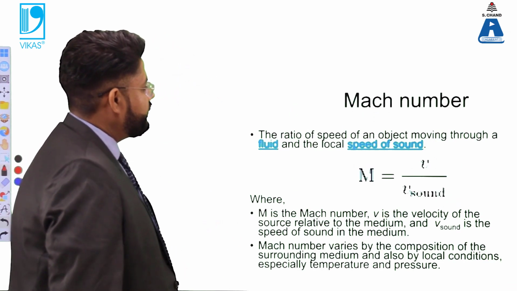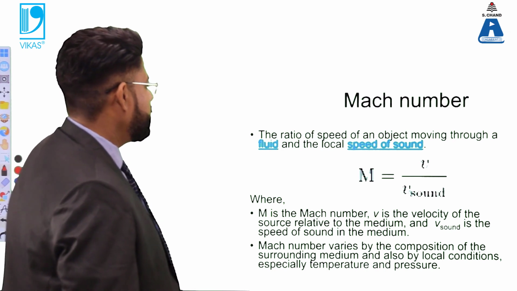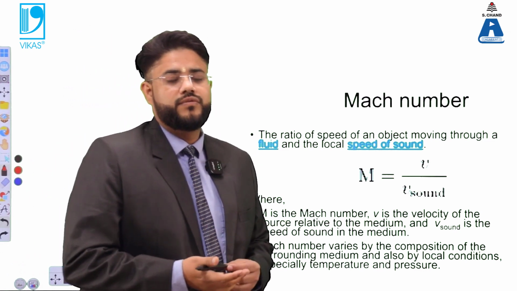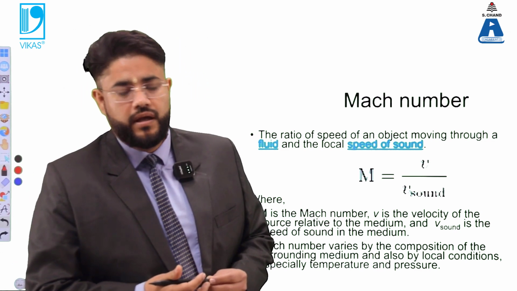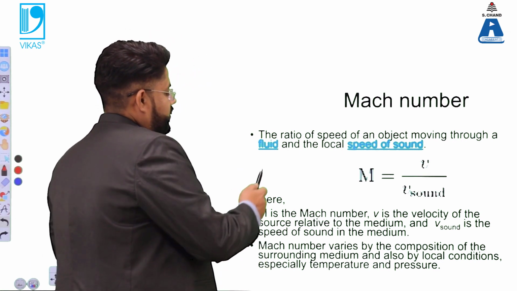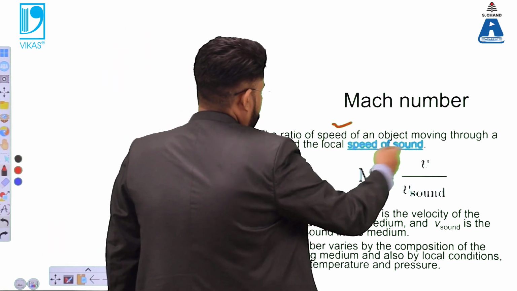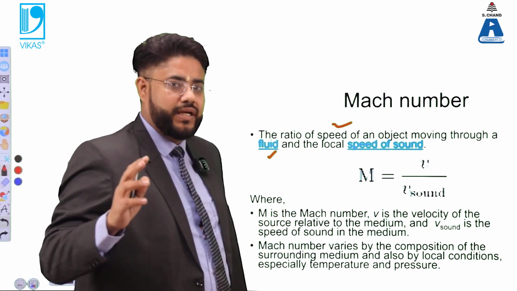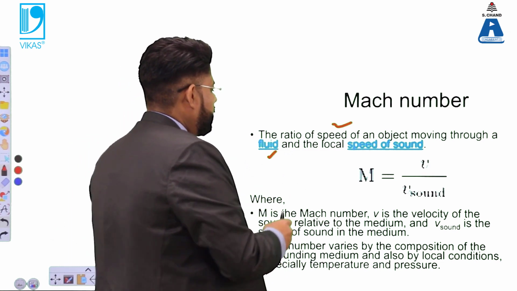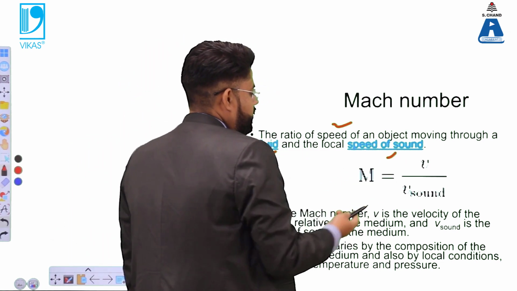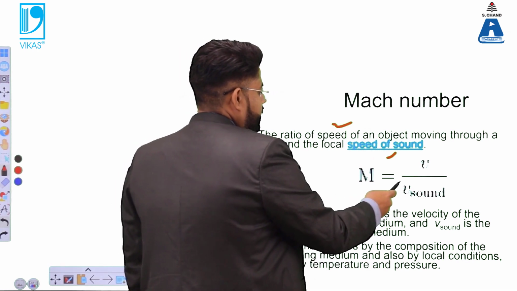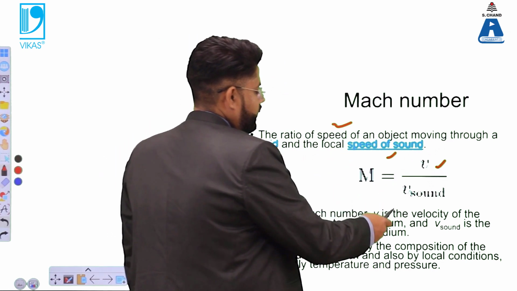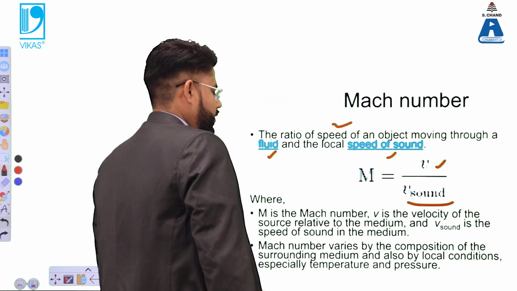Now let us have a discussion on Mach number. It is required when we are observing the motion of any fluid, namely air. It is basically the ratio of the speed of the object moving through the fluid, that means when we are moving inside the air, and there is a local speed of sound. So Mach number is the ratio of the speed of the object inside the fluid and the speed of the sound.